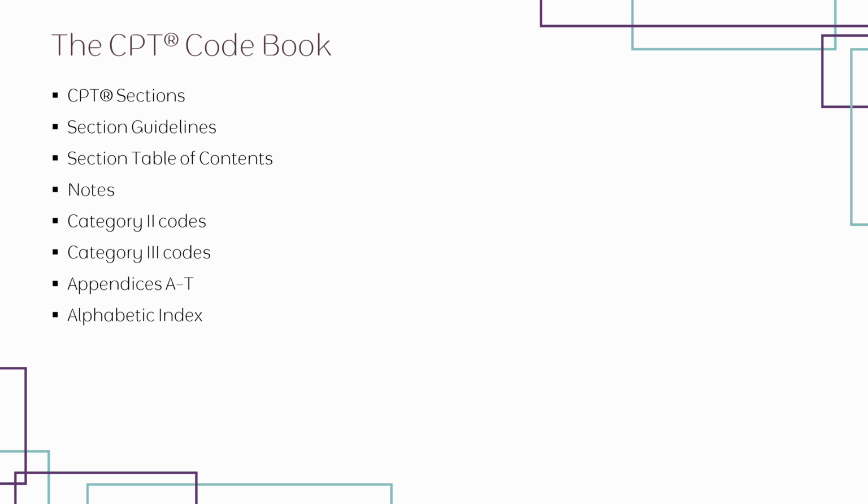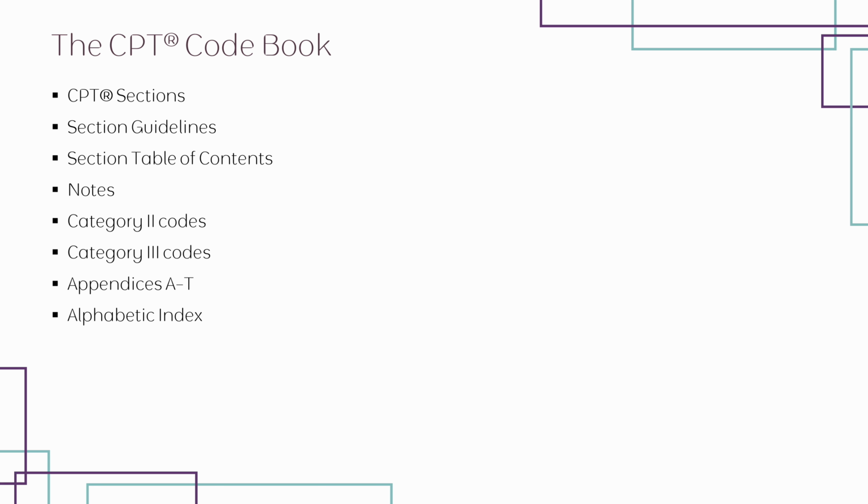Let's return to the beginning of the CPT codebook and review its overall structure. The CPT codebook is organized by sections, and these sections contain the Category 1 codes. You can clearly see this organization simply by flipping through the book and looking at the different sections as they appear in order. Each section includes various services and surgical procedures, which are further divided into subsections.